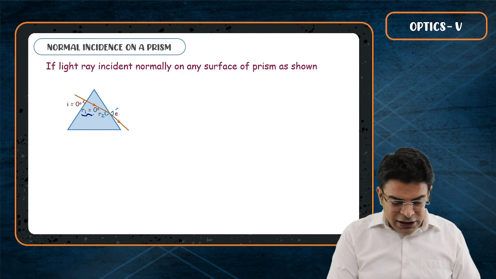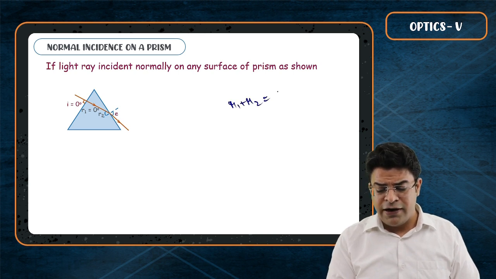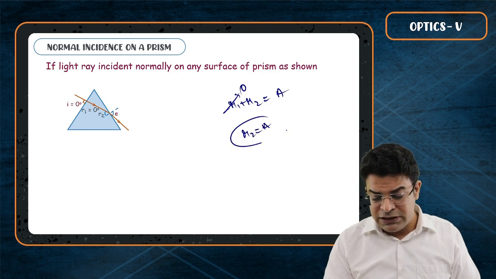If R1 is 0, can you tell me what will be R2? Sir, we know that the sum of the internal refracting angles is A. If R1 is 0, it means that R2 has to be the same as the apex angle.